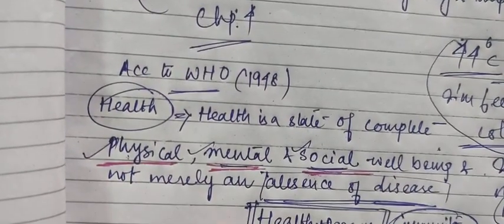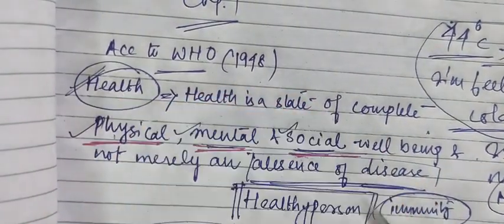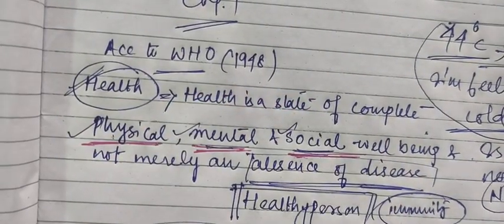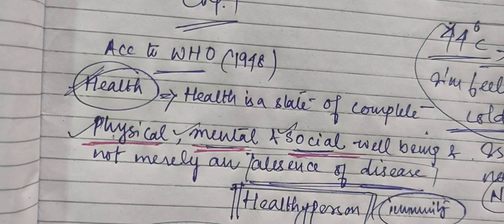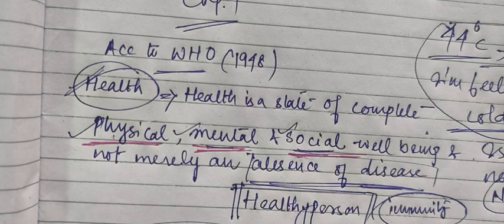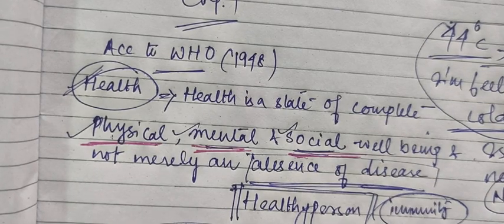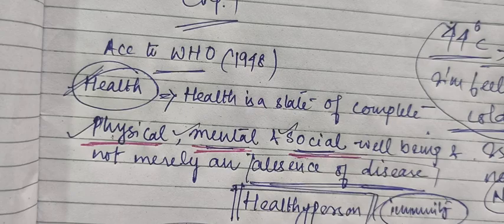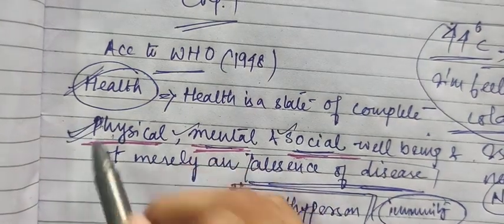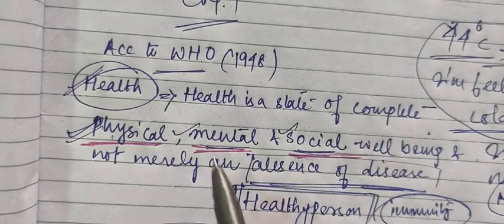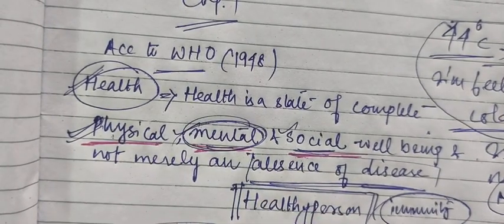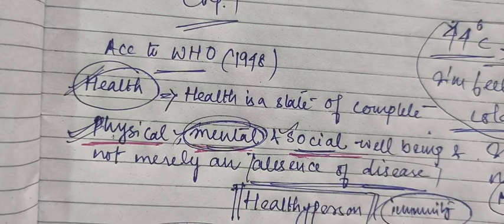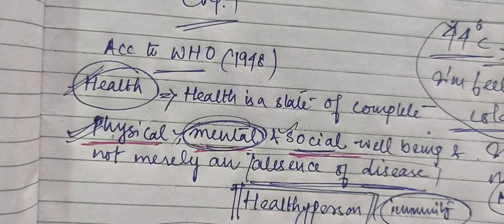Next, according to WHO, this is important for your 1 mark question: what is health? In the year 1948, WHO described that health is a state of complete physical, mental and social well-being. Physical we have already discussed. Now let's discuss the mental part. Like I am depressed, I am not feeling well. My physical condition is good, no disease is there in my body, but I am not feeling well. So that's the mental condition.